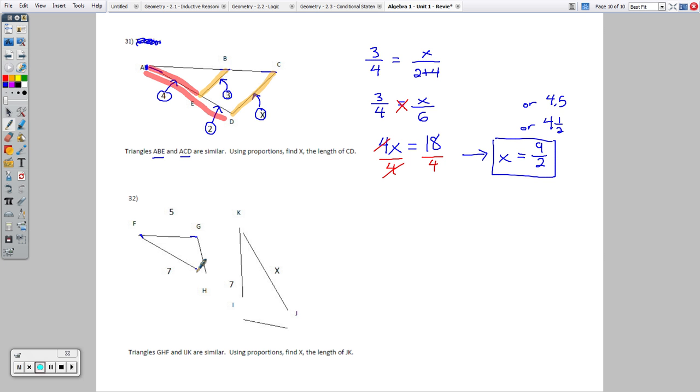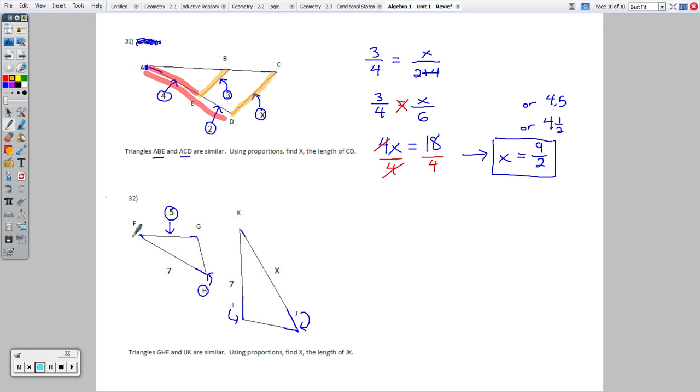And then here, so h is here, this side's 5, this side's 7. This is point h right there. And again, I'm not sure why it showed up on your copies, but it didn't show up here. This is point J, it looks like, down here. And this is I right here. K is right there. Here's X. So this one says triangles G, H, F, and I, J, K are similar.